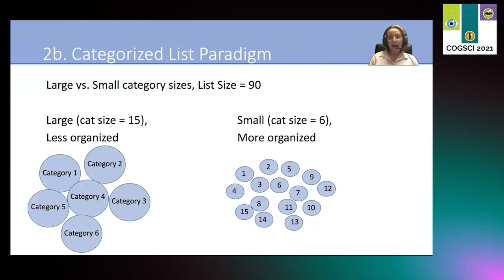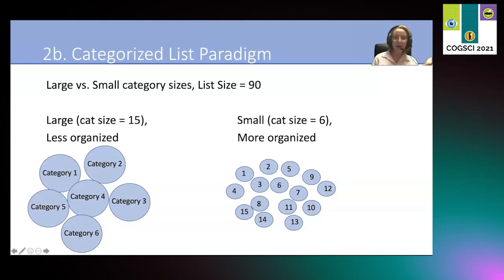And next, we want to look at the categorized list recall data. So this paradigm is a little bit more complicated. So here we have a list of length 90 of categorized words, and there's 2 category size conditions, large and small. So in the large category condition, there are 15 words per category and 6 categories. And in the small category condition, there are 6 words per category and 15 categories total.